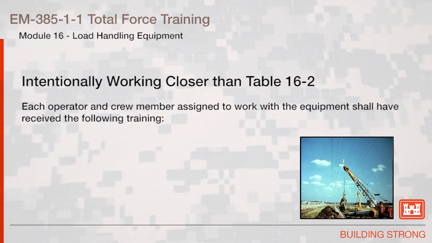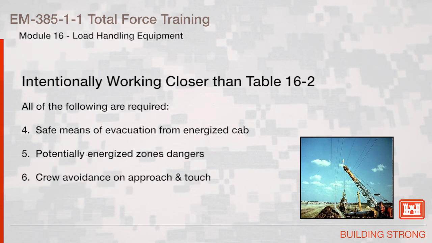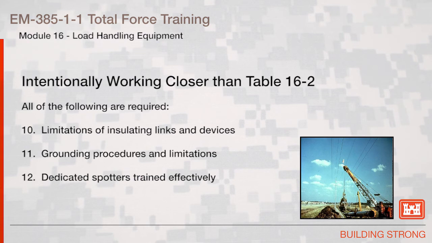Each operator and crew member assigned to work with the equipment shall have received the following training. All of the following are required to be covered during the training: procedures if contact with power lines, operator electrocution from equipment and ground contact, importance of staying in the cab, safe means of evacuation from energized cab, potentially energized zone dangers, crew avoidance on approach and touch, safe clearance distance from power lines, the assumption that power lines are energized, the assumption that power lines are uninsulated, limitations of insulating links and devices, grounding procedures and limitations, dedicated spotters trained effectively.